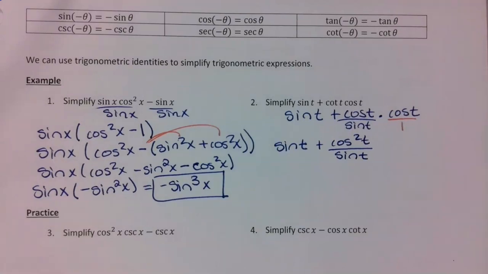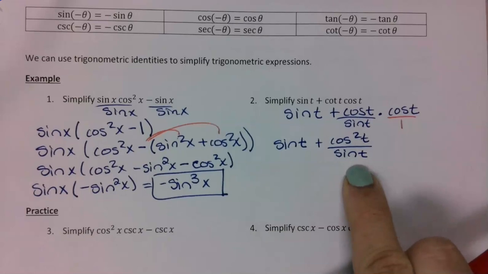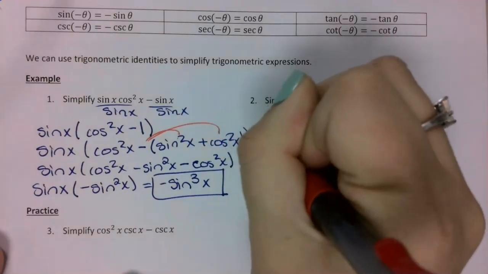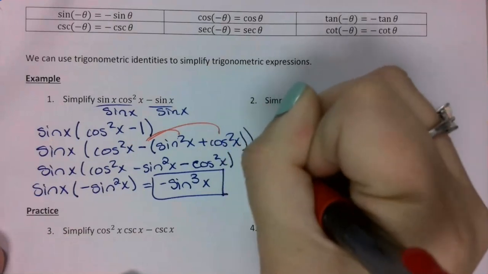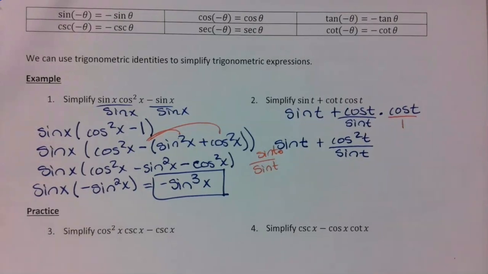So, in general, if I'm trying to add a whole number and a fraction, what do I need to do to the whole number so I can add it to the fraction? Same denominator. So what do I need to multiply sine of t by to have the same denominator here? Sine of t over sine of t. And since it's the same thing as multiplying by 1, I'm okay. I'm allowed to do this.